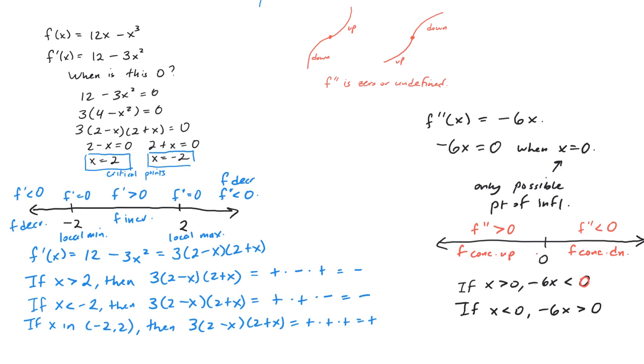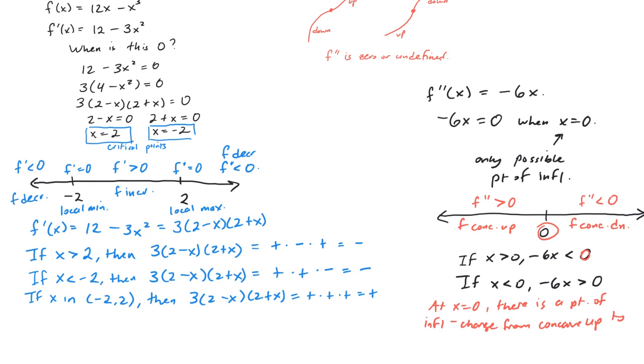So we do have an actual change in concavity here. We're going to change from concave up to concave down. So at x equals 0, that is a point of inflection. There is a point of inflection, which is a change from concave up to concave down. And now we have a complete classification of all the critical points and all the inflection points of f.